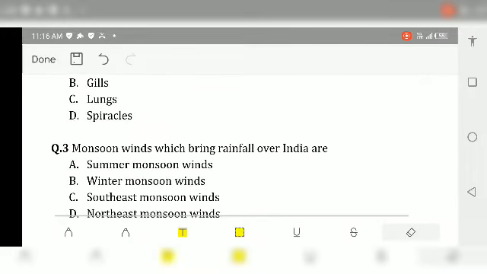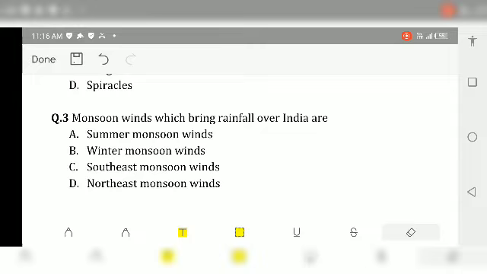Next, monsoon winds which bring rainfall over India are. Correct option is option A, summer monsoon winds.